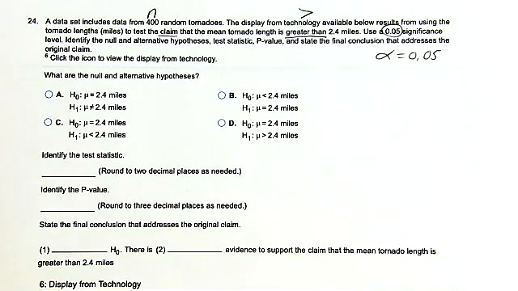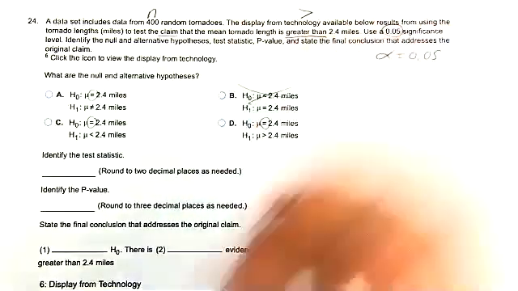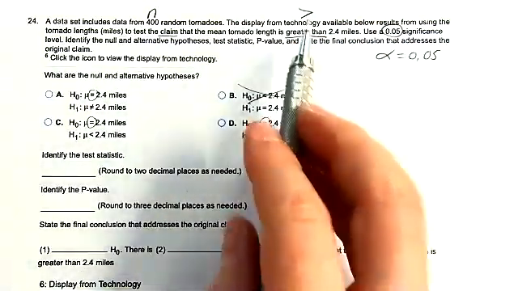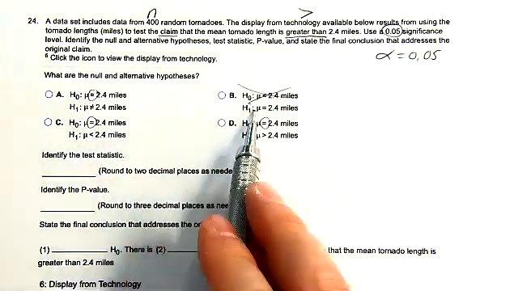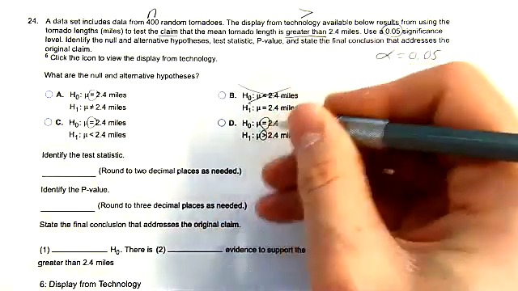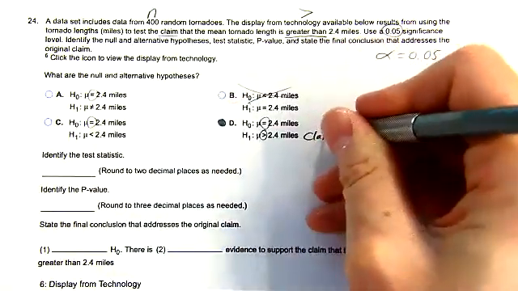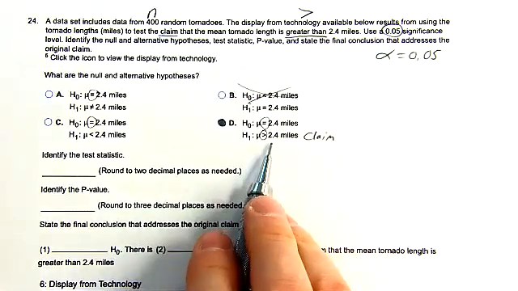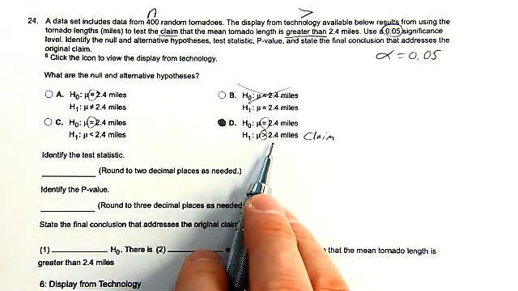So just like before, H0 should always use an equal sign, so we can throw out B. And then the second symbol we want is greater than. So we're looking for equal to and greater than, which has to be D. And again, their claim lines up with the alternative, that the tornado mean length is bigger than 2.4 miles.